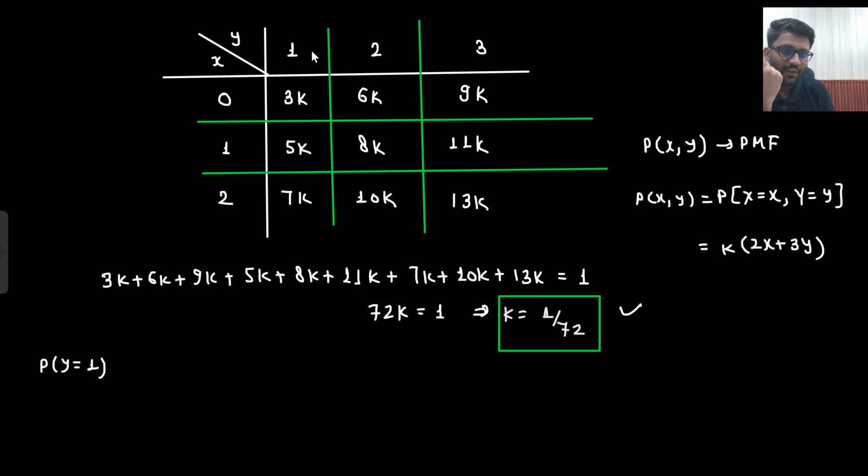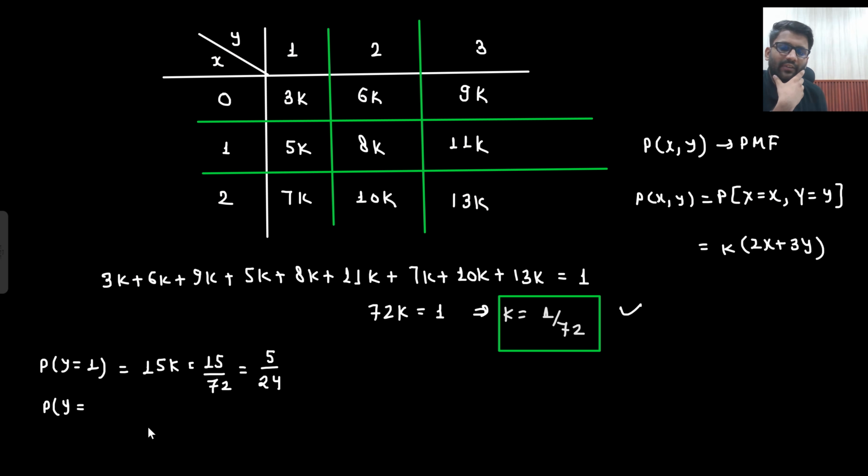So y can take value 1 when x is 0, x is 1, x is 2. So what do you think you need to do? Y should be equal to 1. That means you will add all of them. So the probability of y equals 1 would be 15k. That would be equal to 15 by 72, which is 5 by 24.